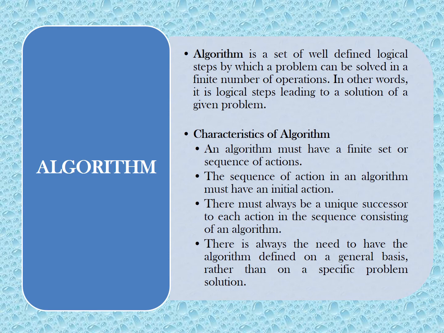Characteristics of algorithm. 1. An algorithm must have a finite set or sequence of actions. 2. The sequence of action in an algorithm must have an initial action. 3. There must always be a unique successor to each action in the sequence consisting of an algorithm. 4. There is always the need to have the algorithm defined on a general basis rather than on a specific problem solution.